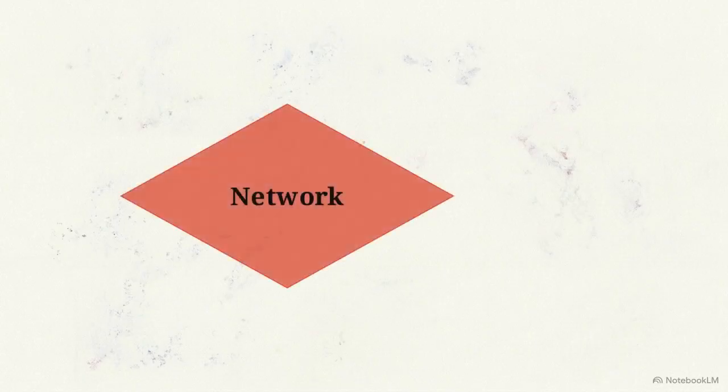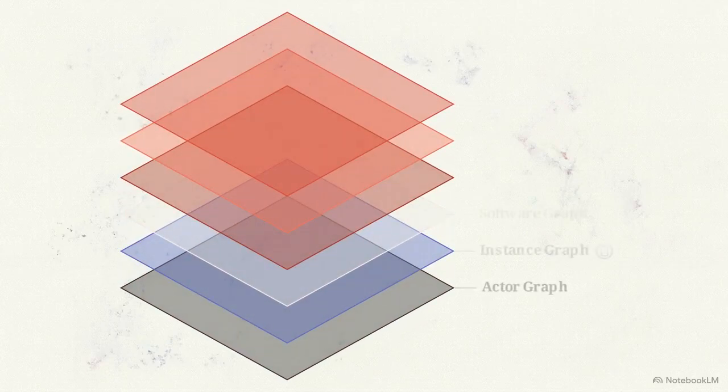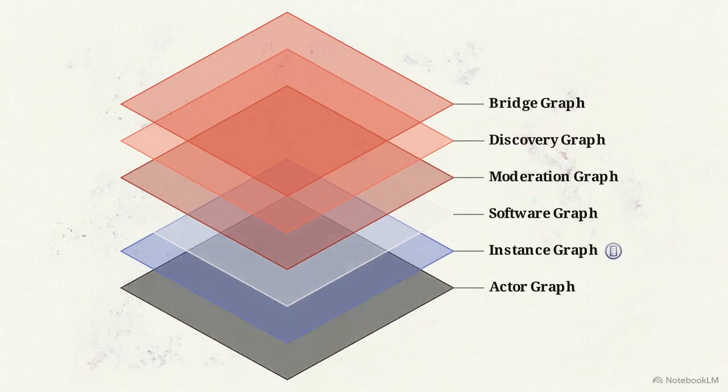The network is a multiplex graph, a partially observable topology consisting of 6 distinctly coupled layers. This diagram shows the 2 base layers. We have the actor graph, representing individual users, and the instance graph, representing the independent servers hosting them. The ActivityPub protocol handles the logistics of transferring payloads between these disparate instance boundaries.